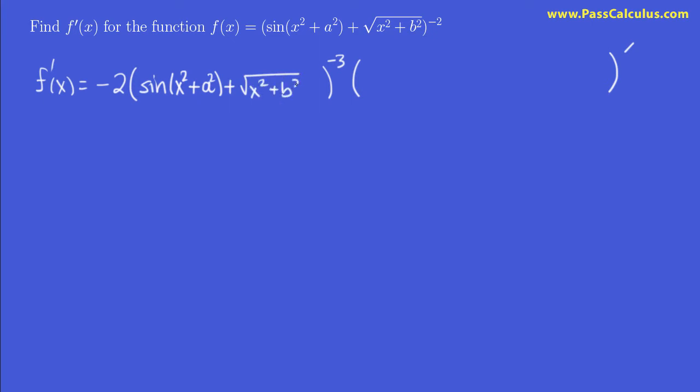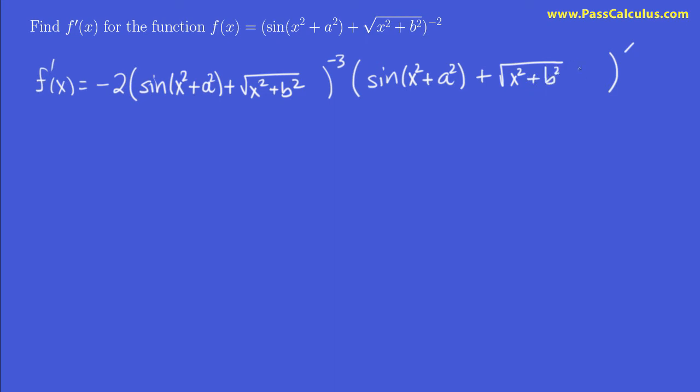b squared. Now keep in mind that a and b here are constants, okay? X squared is the variable that we're taking the derivative with respect to. And when we encounter a or b, the derivative of them will just be 0.